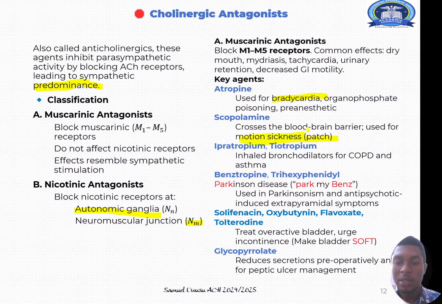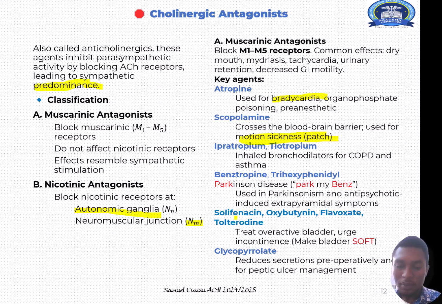Scopolamine crosses the blood-brain barrier, and so we use it as an agent for the treatment of motion sickness. Okay, we have ipratropium and tiotropium. They are bronchodilators. They tend to bronchodilate or open up the airways. So we use them in the management of asthma and then COPD. Benztropine and trihexyphenidyl are used in the management of Parkinson's disease. So if you want to remember this, pack my Benz for benztropine, Parkinson's.